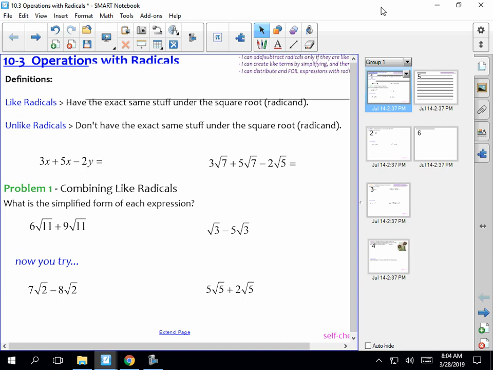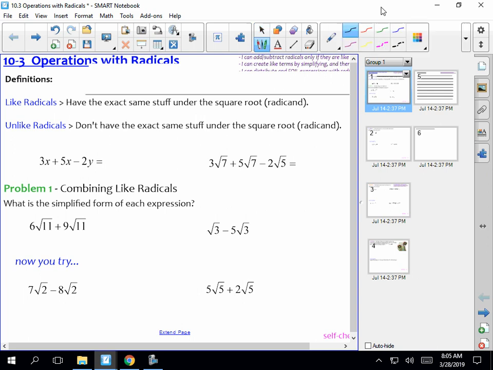Unlike radicals don't have the exact same stuff under the square root. For example, we've got 3x plus 5x minus 2y. 3x and 5x are like terms. We would add those to get 8x minus 2y. The 8x and 2y are not like terms, and so we would not add or subtract those.